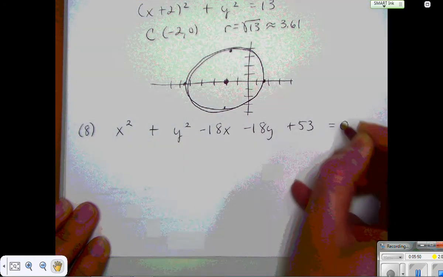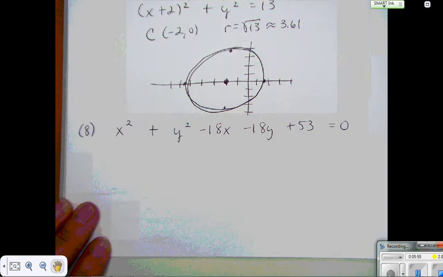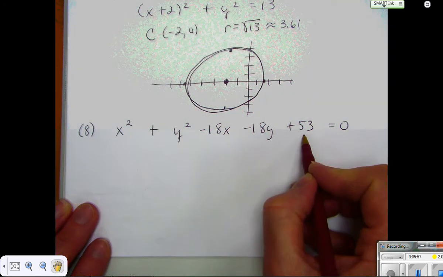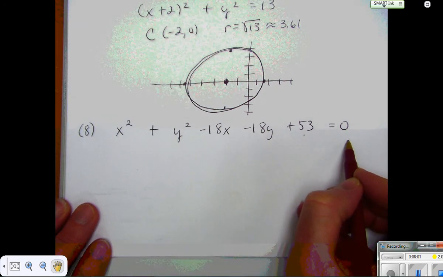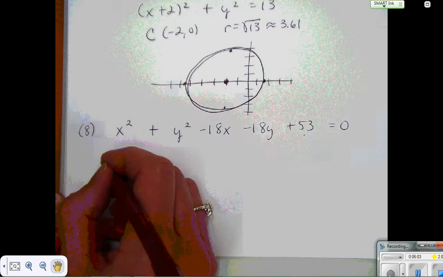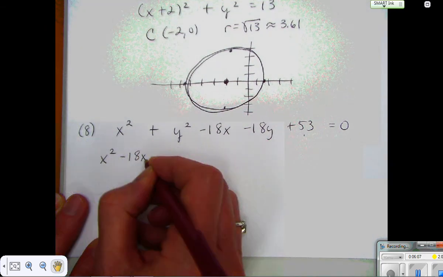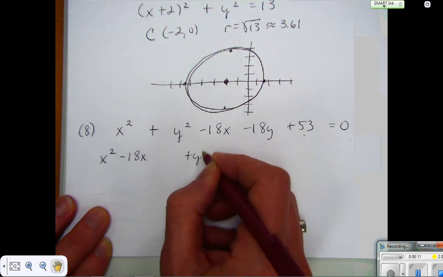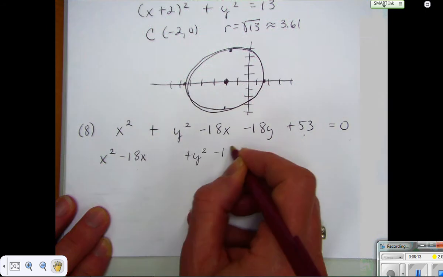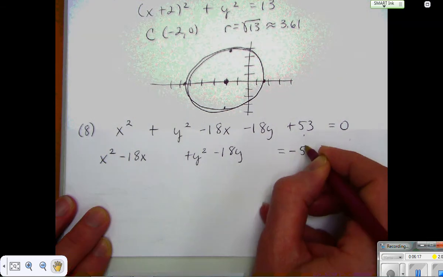Okay, so the first thing I want to do is get my like terms together. So I'm going to rearrange the equation a little bit. And any constants that you have, you want to put on the other side of the equal sign, because that's going to give you the radius eventually. So I have x squared minus 18x, and I'm going to leave a space to complete the square, plus y squared minus 18y equals negative 53.